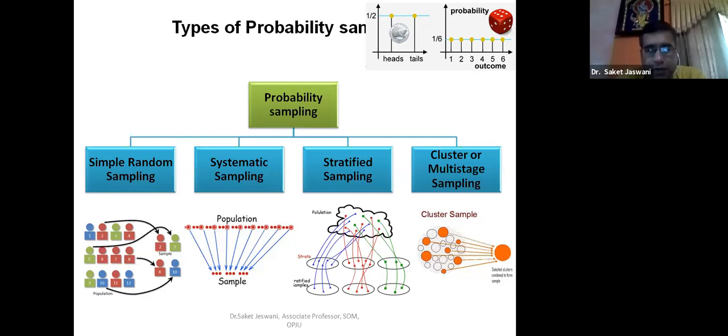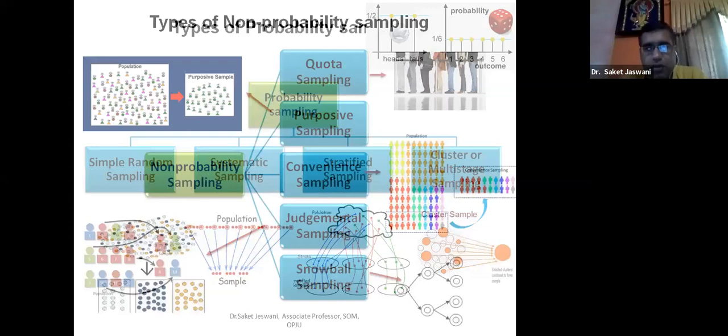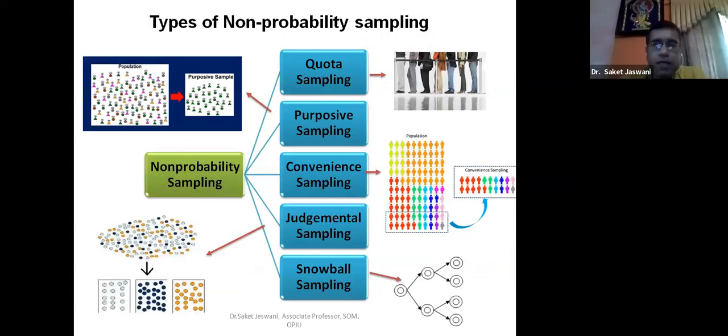I hope everybody is aware of or understands these sampling techniques. Do I need to explain this? Okay. If you have any doubt, you can ask me later. Simple random, systematic, stratified, and cluster. There are 5 types of non-probability sampling techniques: quota, purposive, convenience, judgmental, and snowball. These are non-probability sampling techniques. The respondents do not have equal chance of getting selected.